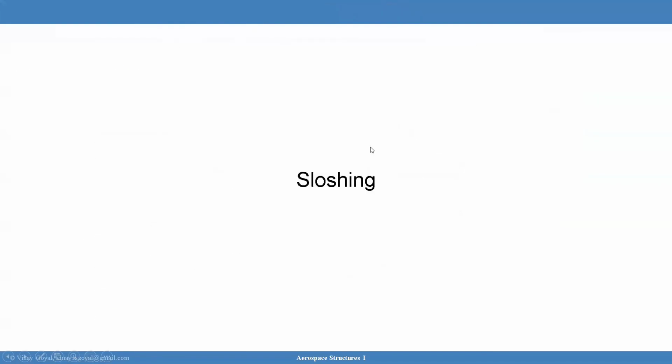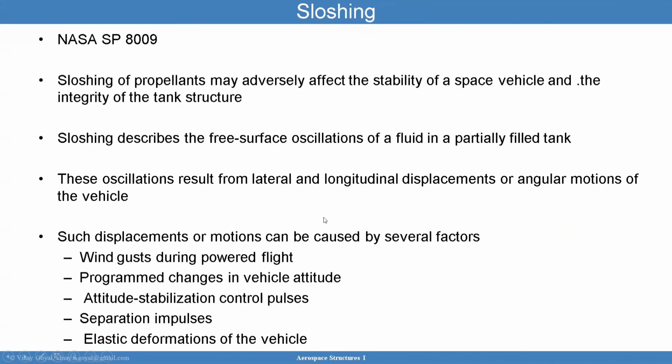So yeah, that's how you go about that. Sloshing can be a significant concern. NASA SP 8009 provides quite a bit of information that I advise that you go through. Sloshing of propellants may adversely affect the stability of a space vehicle and the integrity of the tank structure. Sloshing describes the free surface oscillations of a fluid in a partially filled tank.